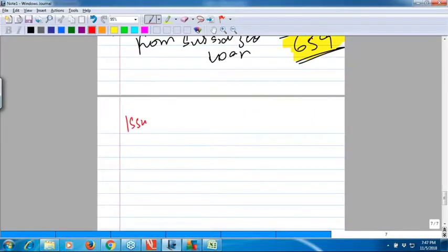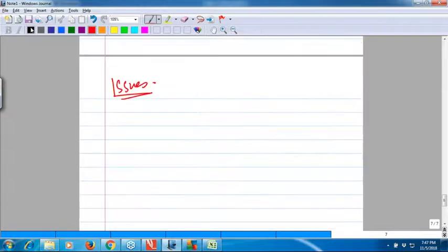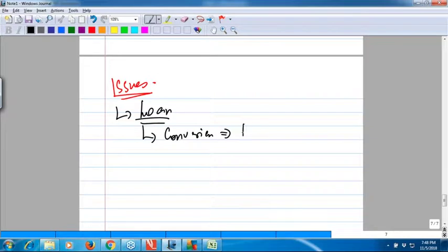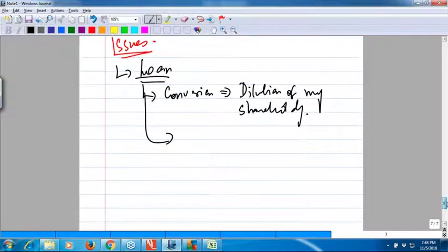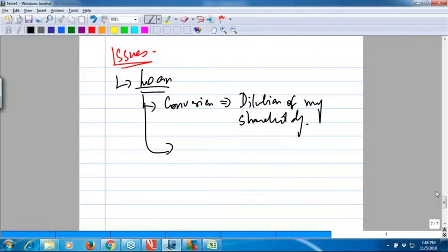Now, the various issues that a shareholder would consider: number one, if I am a shareholder of a company and the company is looking for a proposed method of financing, my issue is that the company is going for a loan finance. How would it affect me? It would affect me in this way: if the loan holders go for conversion, that would mean dilution of my shareholding. So I'm going to be concerned about the dilution of my own shareholding, because if we do issue the convertible loan note and they convert, it's going to be diluted.